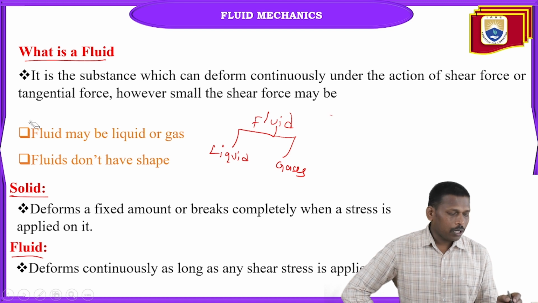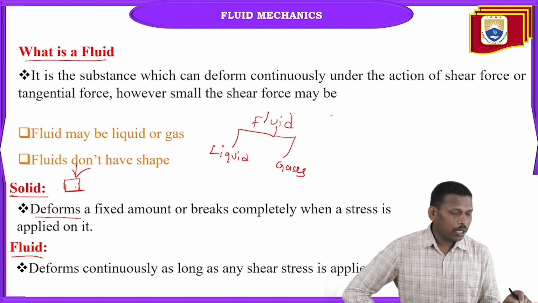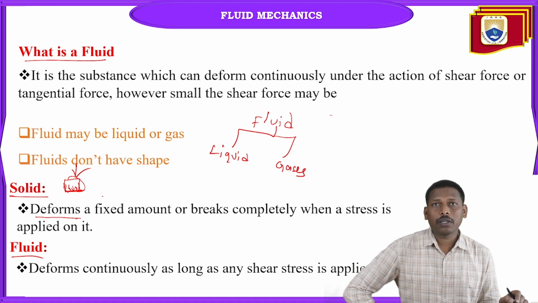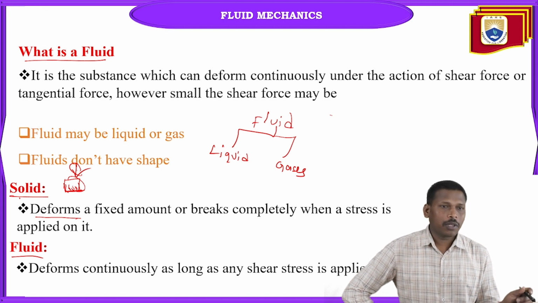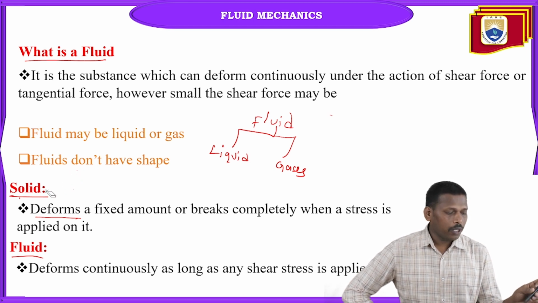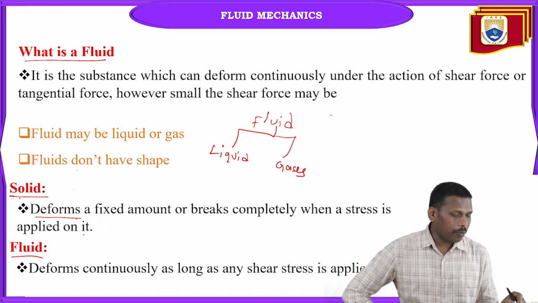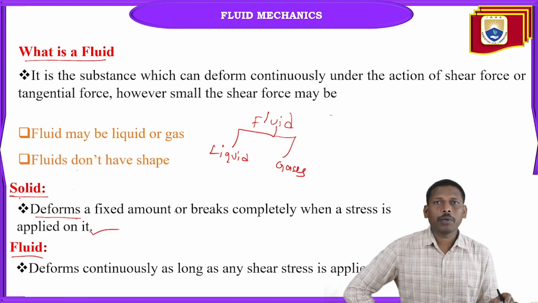Coming to the solid, a solid also gets deformed, but due to some internal resistive forces, this depends upon the load. For example, if you take a solid body and apply some load on it, then due to these opposite reactive forces, it may not get that much deformation. To get the deformation of the solid body, the load we are applying must be greater than the resistive force of the body. So it deforms a fixed amount or breaks completely when stress is applied on it.